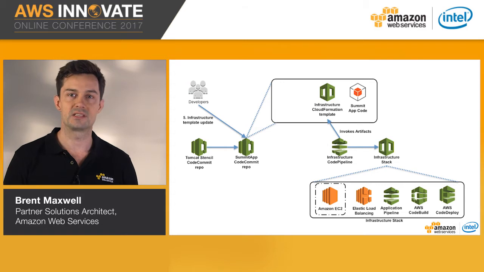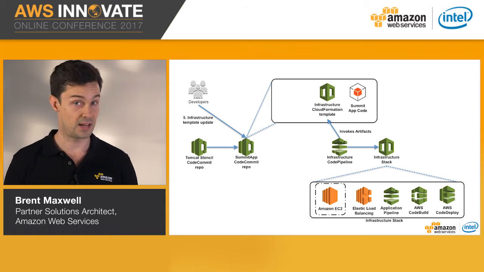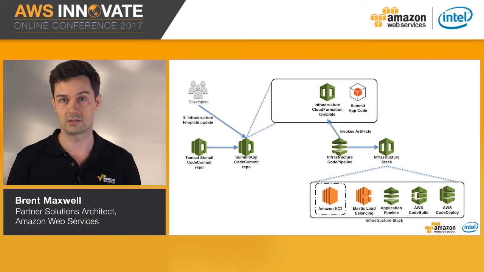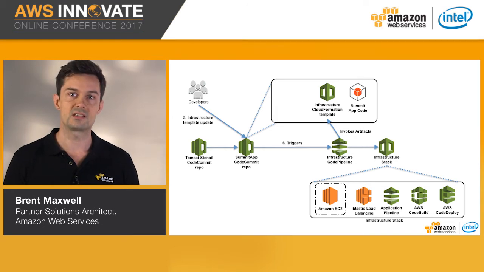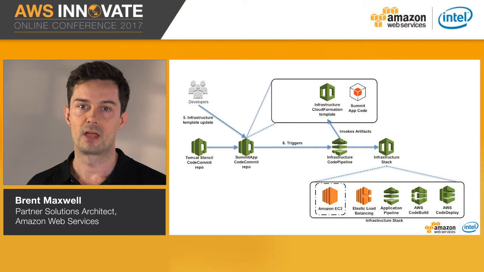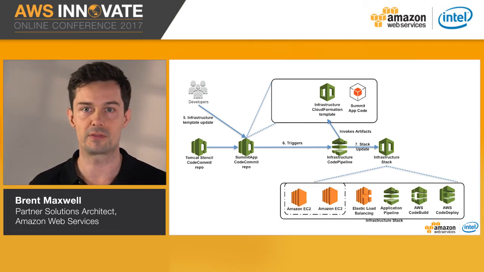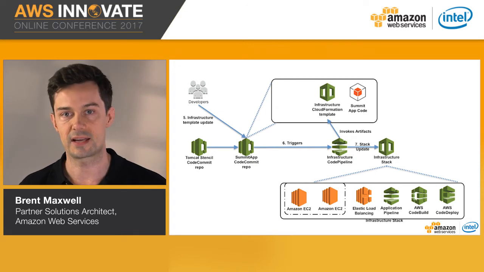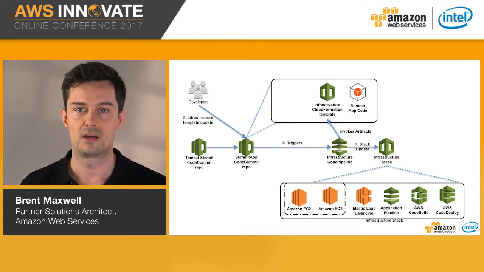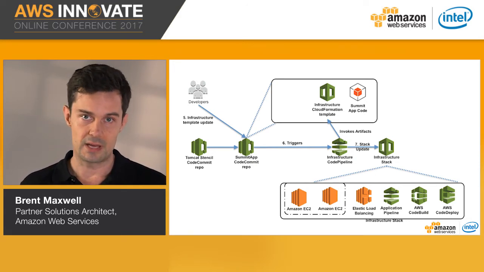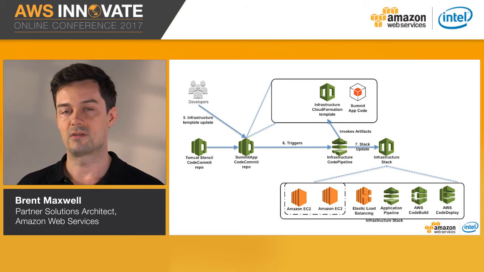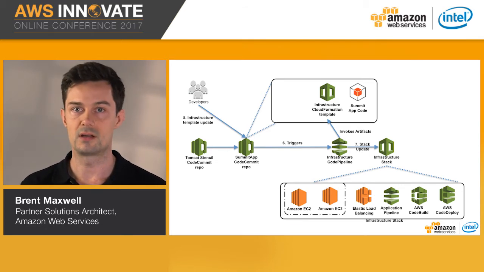So let's say a DevOps engineer wants to change the infrastructure by adding an EC2 instance to the auto-scaling group. They'll make a change to the infrastructure template and check it into the CodeCommit repo. This will trigger the infrastructure pipeline, and the pipeline will then issue the stack update, executing our infrastructure changes. In our case, we're going to be incrementing the target number of servers in our auto-scaling group from 1 to 2.